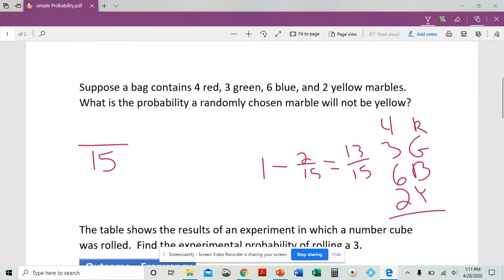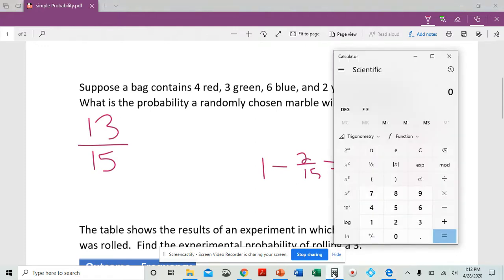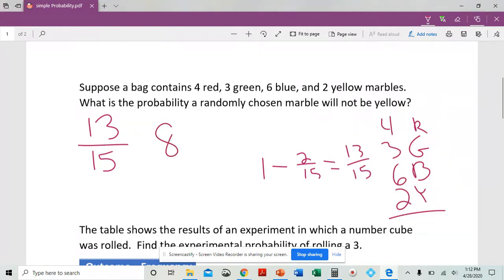Another way you can do it is you can just add up everything that isn't yellow and put that as your numerator. So you're going to have 4 plus 3 is 7, plus 6, that's going to be 13. Either way, you're going to get the same answer. So it's 13 out of 15, if they want you to answer in a fraction form, or bust out your calculator, and it's going to be approximately 87%. That's going to be your probability.